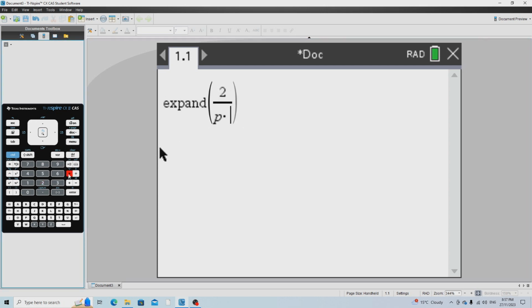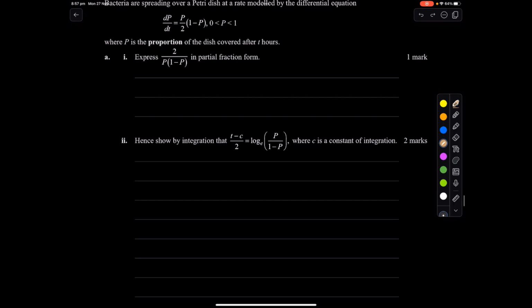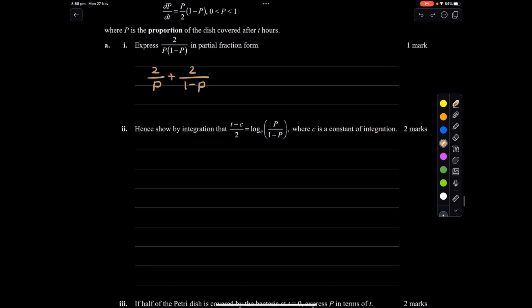2p times 1 minus p, enter, and this is the partial fraction form. So let's write that down. This can be written as 2 over p plus 2 over 1 minus p. What I did was, that negative I didn't like, so I just took that negative and cancelled it, because I want to write it in that form. So that can be expressed as this. So that's it. Express your answer in partial fractions.